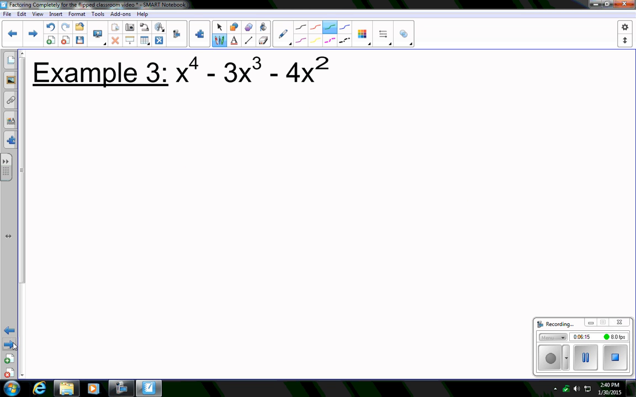Example 3. x to the fourth minus 3x cubed minus 4x squared. The first thing we check for is greatest common factor, or GCF. Is there something that all three terms can be divided by? You should notice that they all can be divided by x squared.